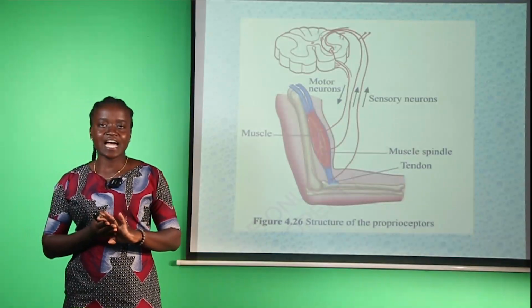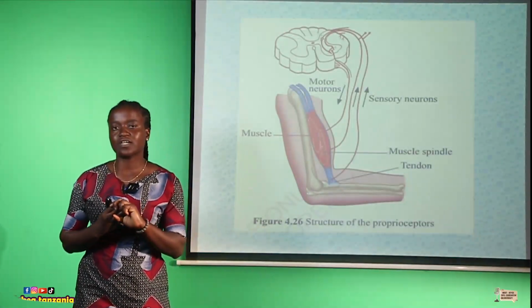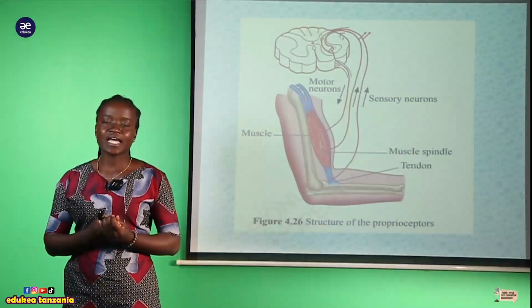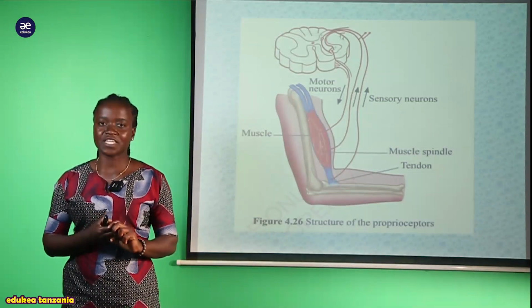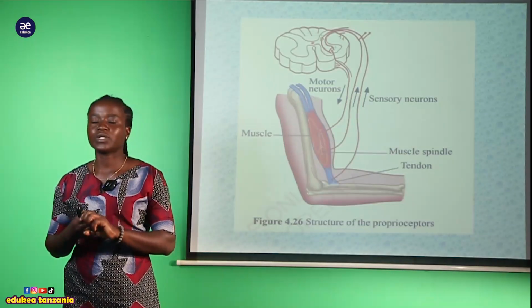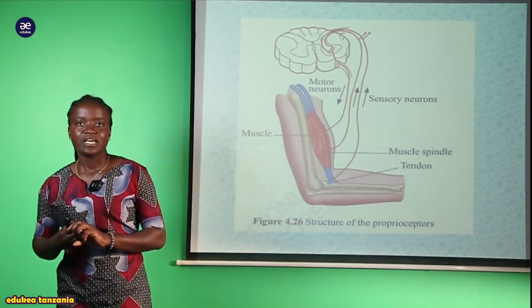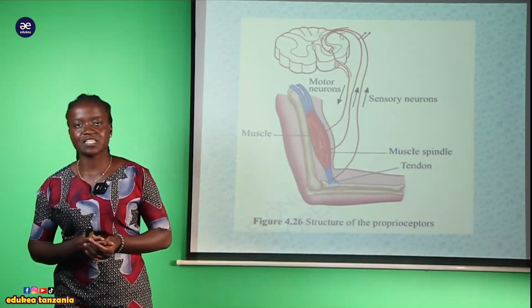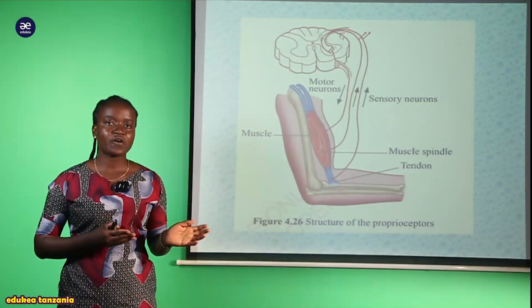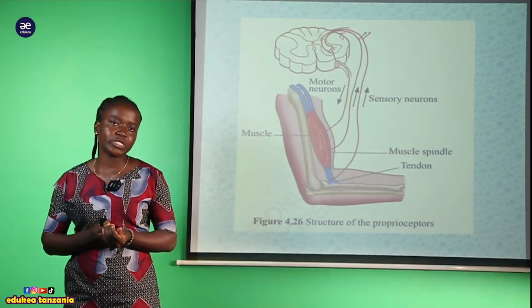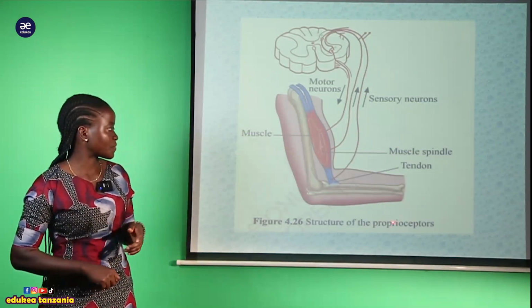Okay, my student, now we proceed to look at the classification of sensory receptors based on the location of the stimuli they detect. In the last session we looked at the proprioceptors, the final receptor type, and I promised that in this session I will begin to look at the structure of the proprioceptors.